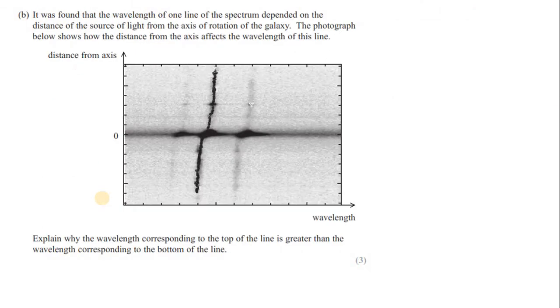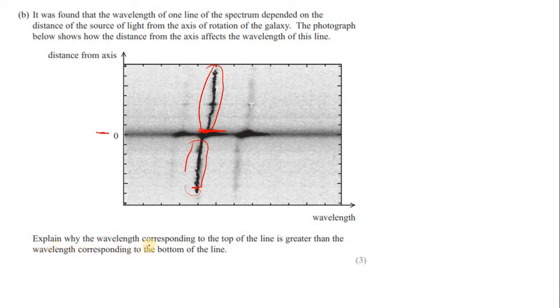Part B, it was found that the wavelength of one line of a spectrum depends on the distance of the source of the light from the axis of rotation of the galaxy. The photograph below shows how distance from the axis affects the wavelength of this line. Okay, so we have a center origin. As you go further above, the more the distance, you see that the wavelength is increasing. From the center, this is the portion where the wavelength is slightly more, and this is where the wavelength is slightly less.